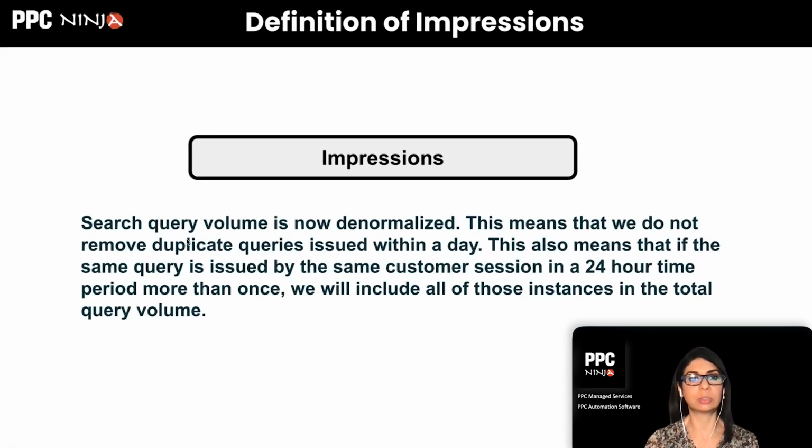For example, here it says search query volume is now denormalized. What this means is that we do not remove duplicate queries issued within a day. This also means that if the same query is issued by the same customer session in a 24-hour time period more than once, we will include all of those instances in the total query volume. So earlier they had normalized data, now they have denormalized data, and this change was made about 5 or 6 months ago. So you might see that the impressions are larger than you might imagine, because the same person might be searching for it twice, 3 times, 4 times, and all of those will be counted as impressions.